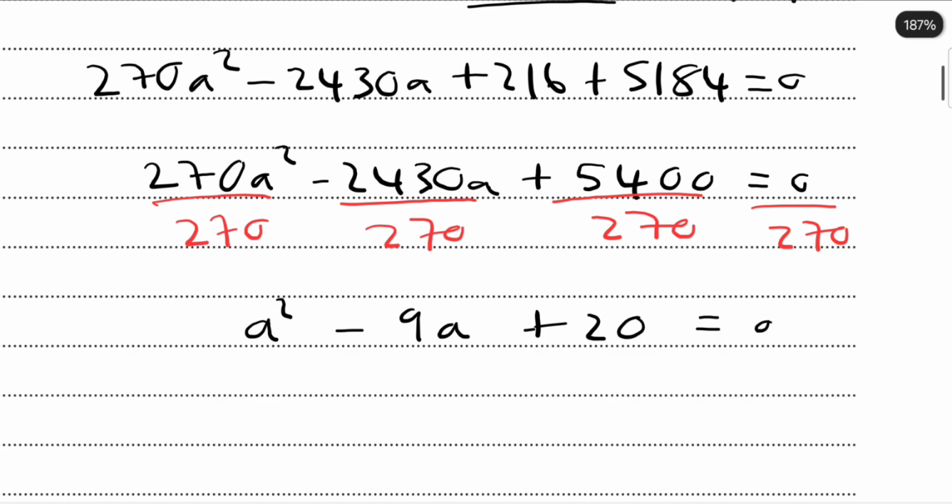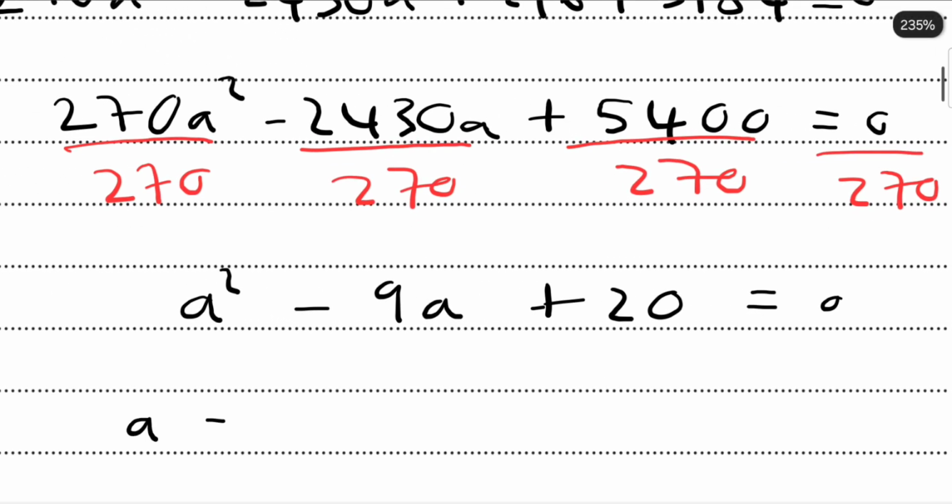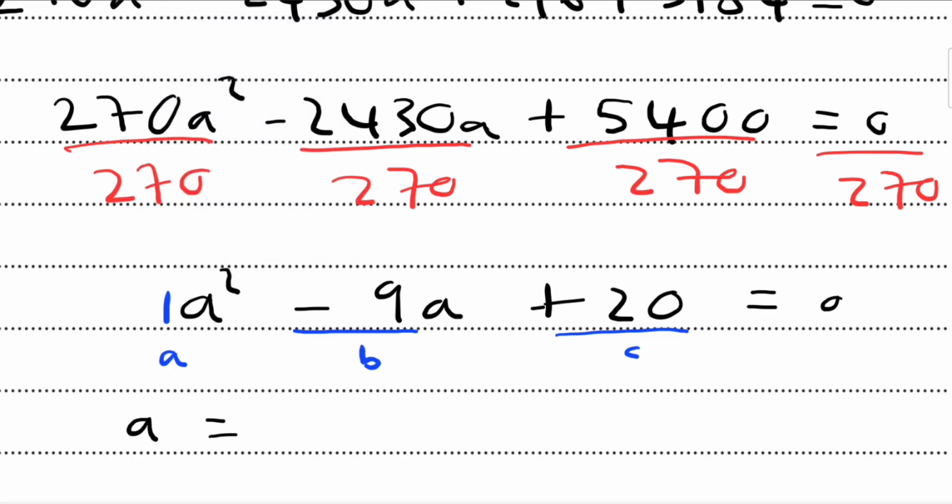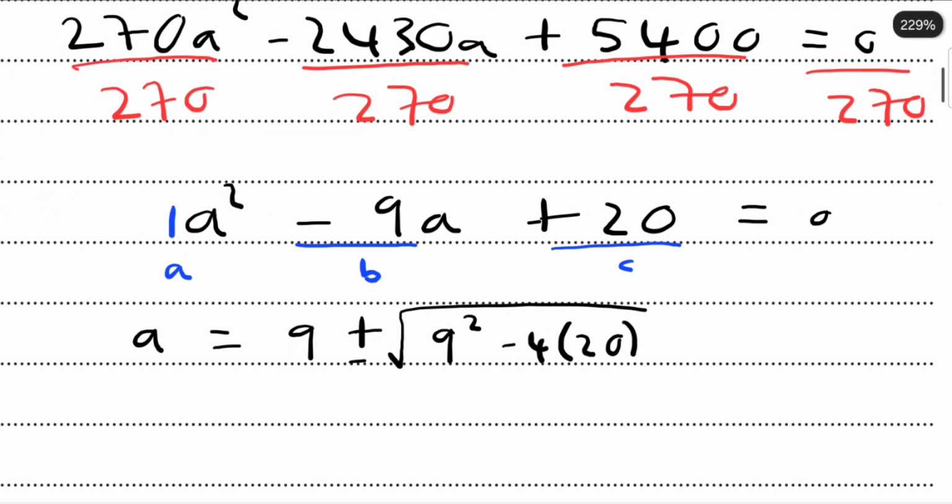Now this is easier to work with, and to find a, we're just going to use the quadratic formula, knowing that this 1, the coefficient of a squared, will be our a, this minus 9 will be our b, and this positive 20 will be our c. So minus b, it will be minus minus 9, so it will be 9, plus or minus the root of b squared, which is minus 9 squared, which is as good as 9 squared, minus 4, our a is 1 and our c is 20. All this over 2a, which is 2 times 1.